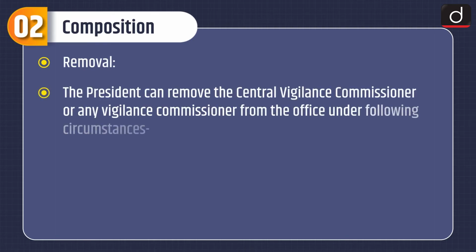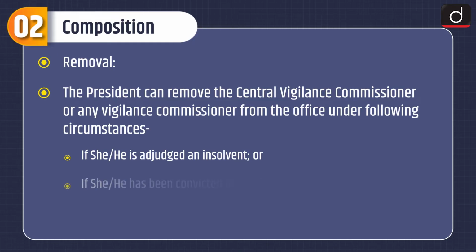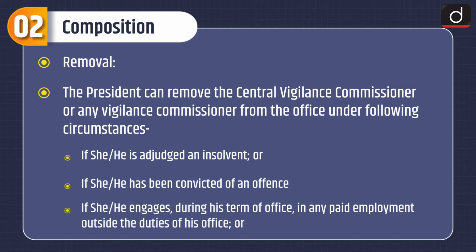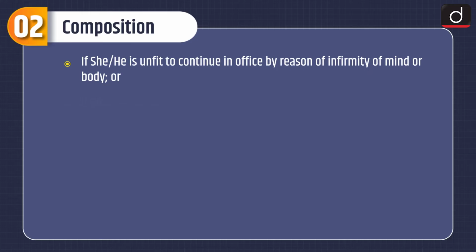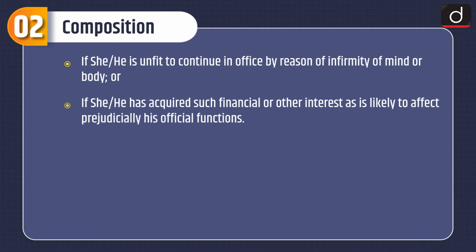Removal. The President can remove the Central Vigilance Commissioner or any Vigilance Commissioner from office under the following circumstances: if she or he is adjudged an insolvent, or if she or he has been convicted of an offence, if she or he engages during the term of office in any paid employment outside the duties of the office, or if she or he is unfit to continue in office by reason of infirmity of mind or body, or if she or he has acquired such financial or other interest as is likely to affect prejudicially his official functions.